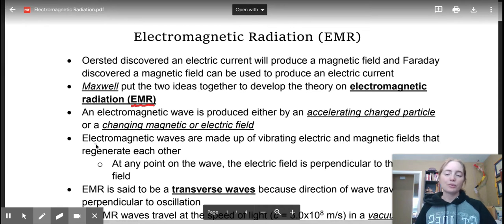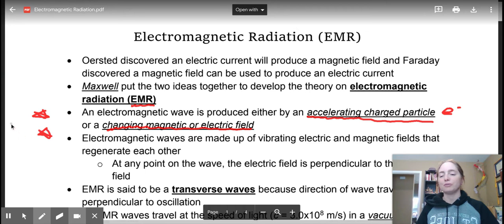Okay, so EMR waves can be produced from 2 different sources: an accelerating charged particle, such as an electron or a proton, or a changing magnetic or electric field. Now, if we still had a test, these 2 points would absolutely be on the test, but we don't have tests, unfortunately. Darn it, hey?